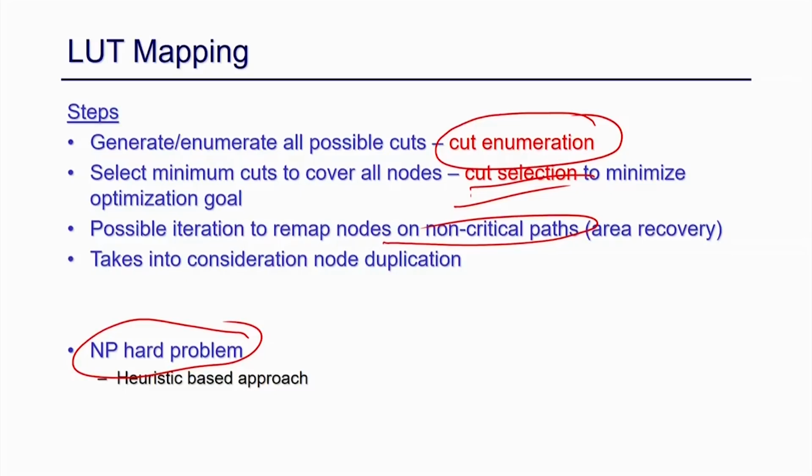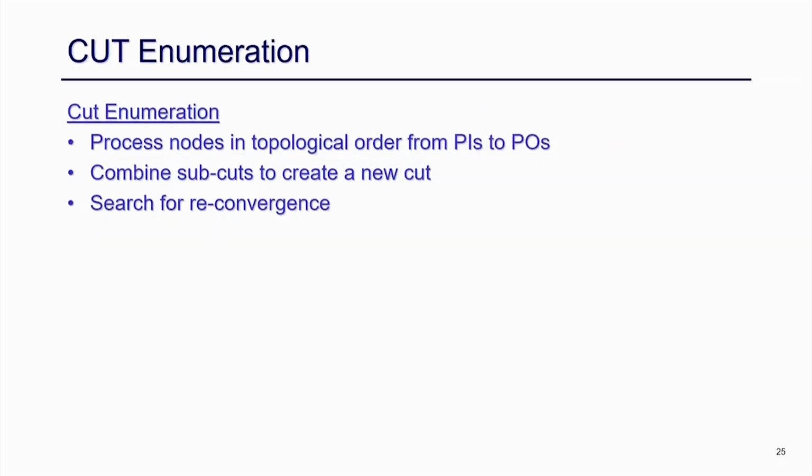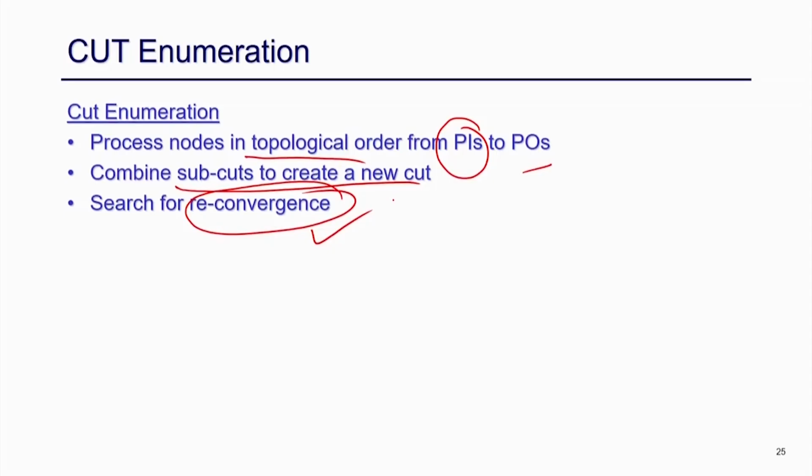And one of the key factors is the duplication, how to remove the duplication, as I mentioned earlier also. Okay. So, let us go into the cart enumeration steps. In cart enumeration, the basic steps are like this. We process the nodes in topological order from the primary inputs to the primary outputs, and then combine subcarts to create new carts, and also search for reconvergence. The reconvergence example I have already given: even if your target is to map the things into K LUT, you should not stop whenever you find a cart of size K, because that may not be the end of it. You might grow a little bit further and then finally find a reconvergent path, and that will give you a better mapping.